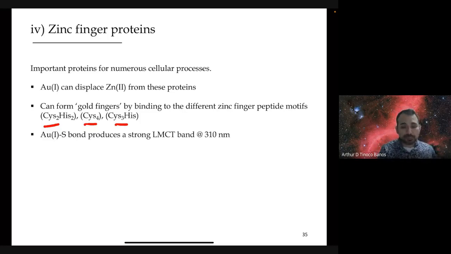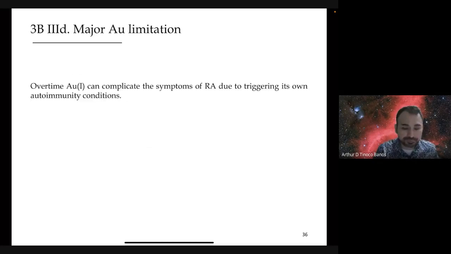A really pronounced feature of gold interacting with cysteine is the formation of a strong ligand-to-metal charge transfer band that appears at 310 nanometers. Again, it is not clear whether this substitution is a favorable thing. It most likely is not, given the importance of these zinc finger proteins, and the gold substituting for them may not enable some of the properties that the zinc version can fulfill.